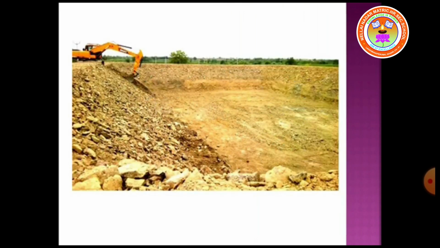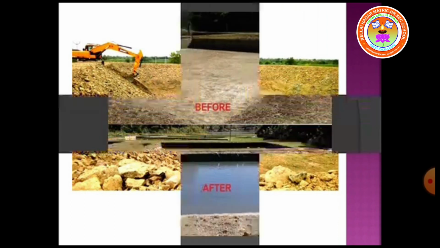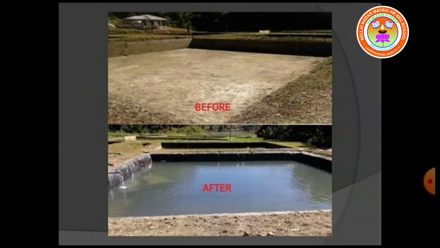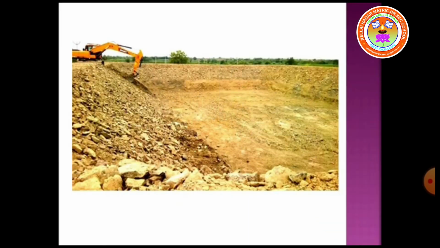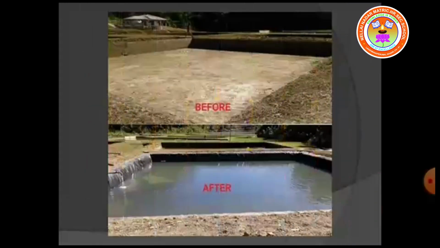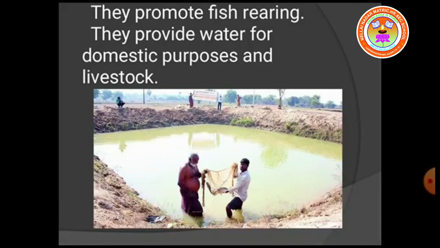So they promote rearing of fishes. You can see in these pictures, with the help of heavy machines we are digging the farm ponds. Once the farm ponds are made, the water from the runoff will be stored. Here you can see how farm ponds are useful apart from irrigation. Farm ponds promote rearing of fishes.